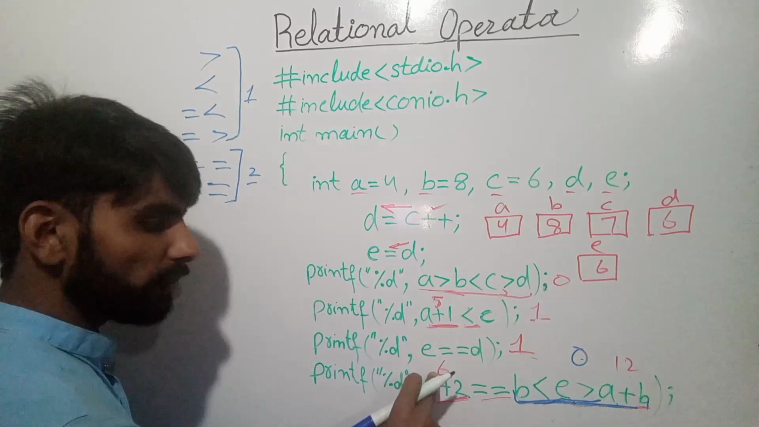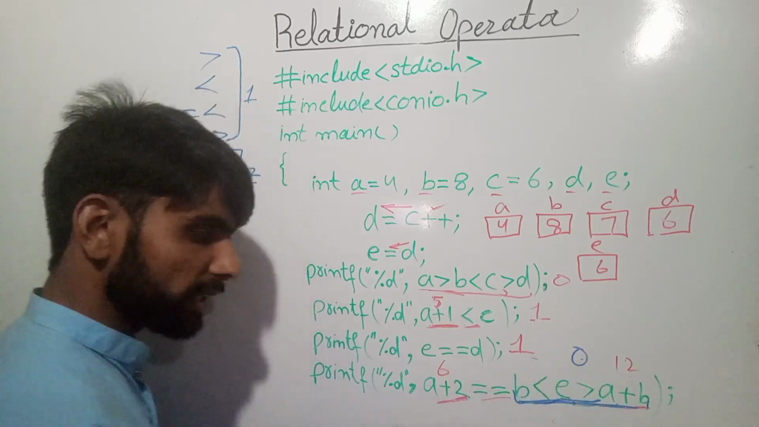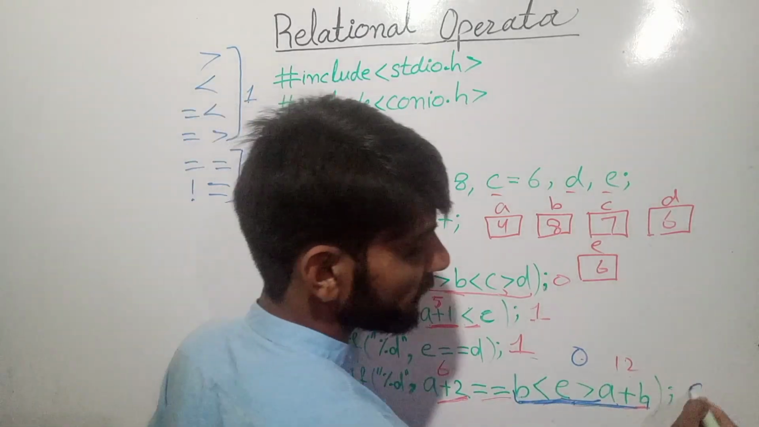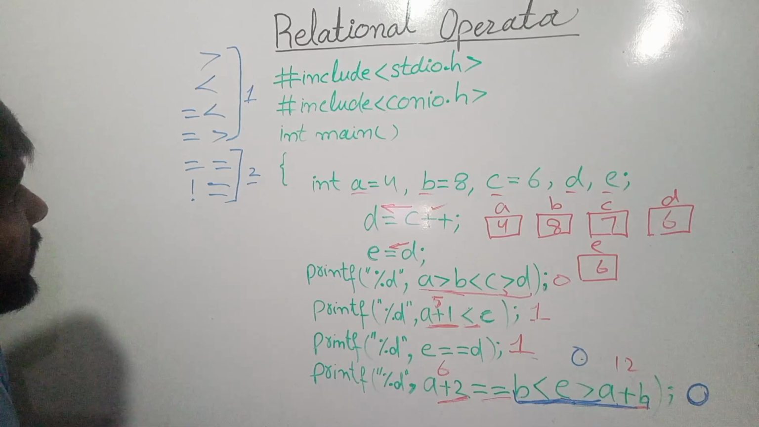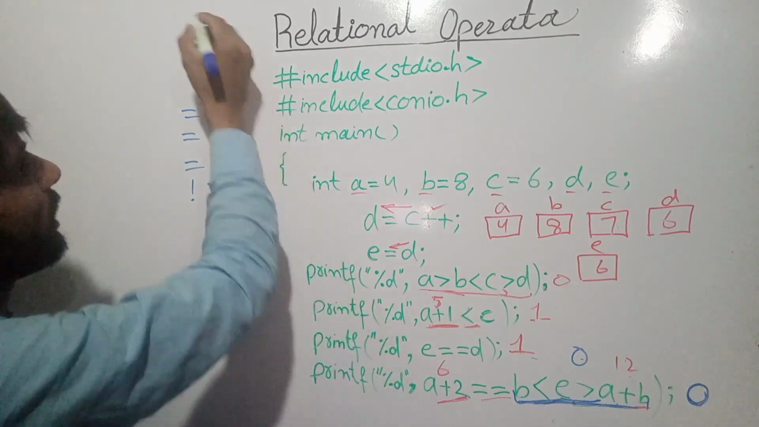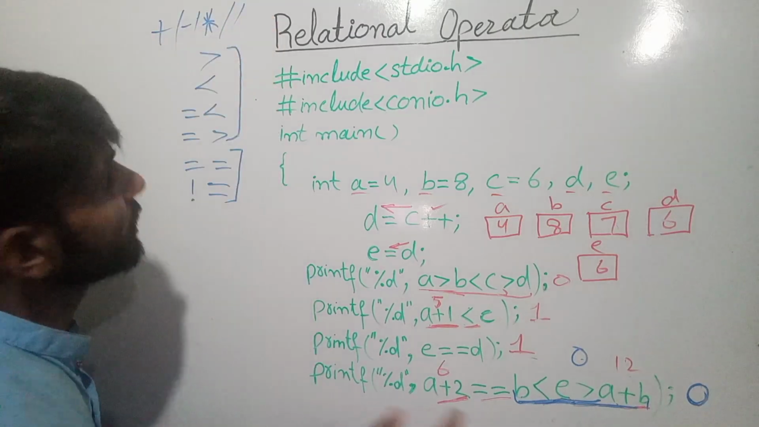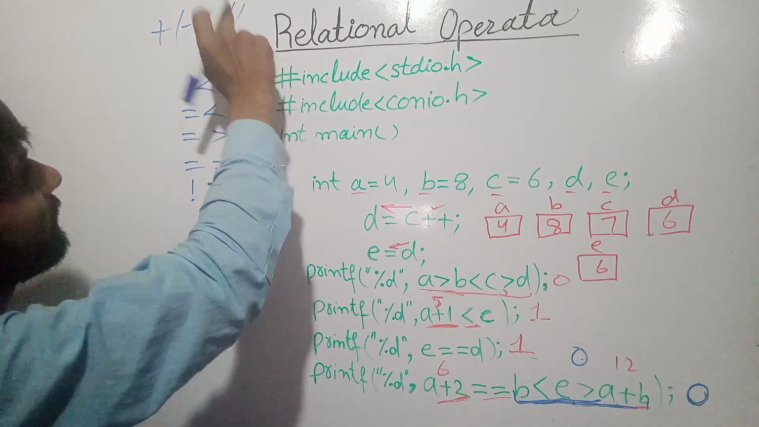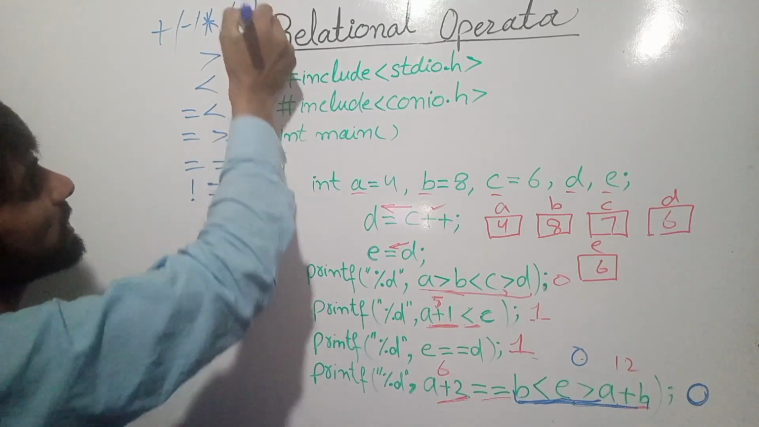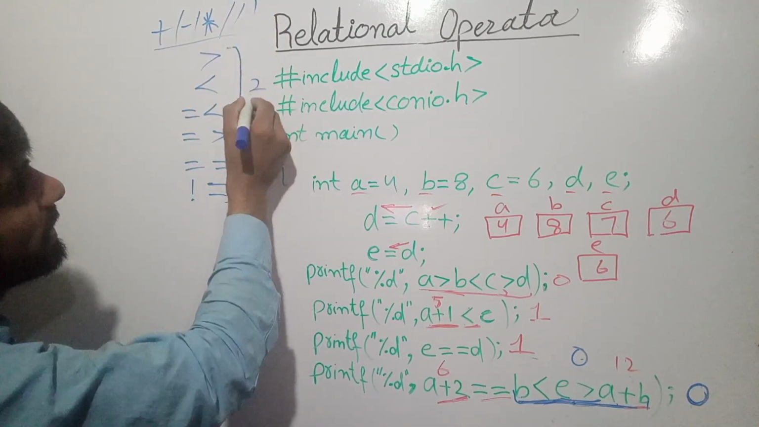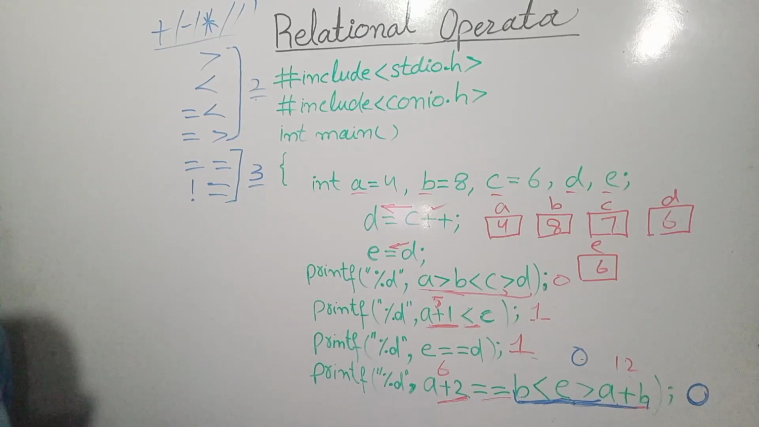Now we perform the last operator: 6 equal to 0. This is also false, so finally we get the output 0. The condition is false. I hope you got it. So in this example we give the highest priority to the arithmetic operators plus, minus, and division. If we use these operators, we first evaluate these, and after that these, and after that the equality operators. I hope you got it.